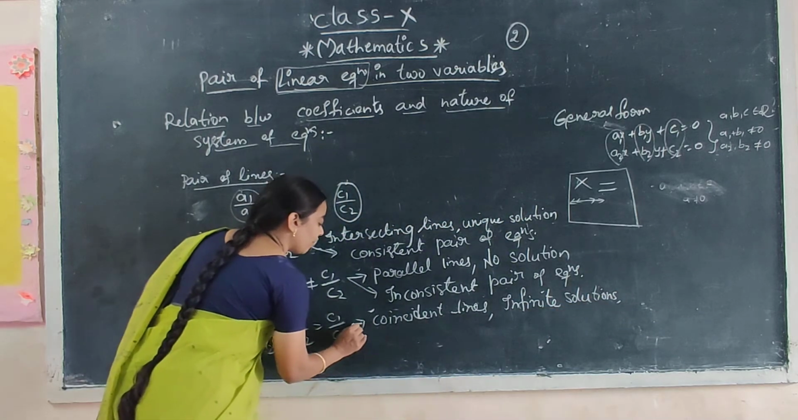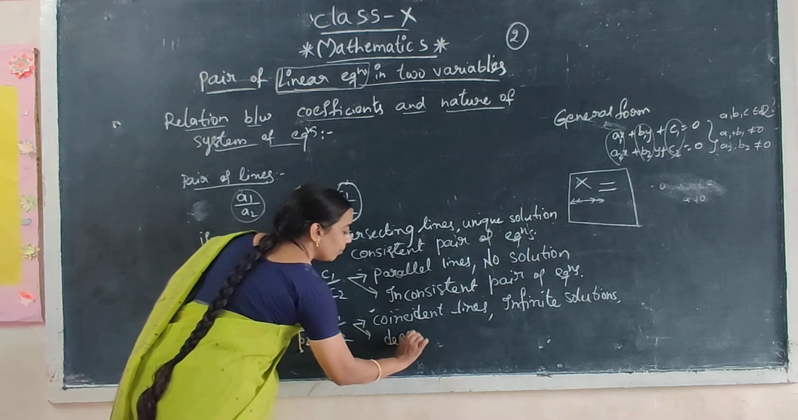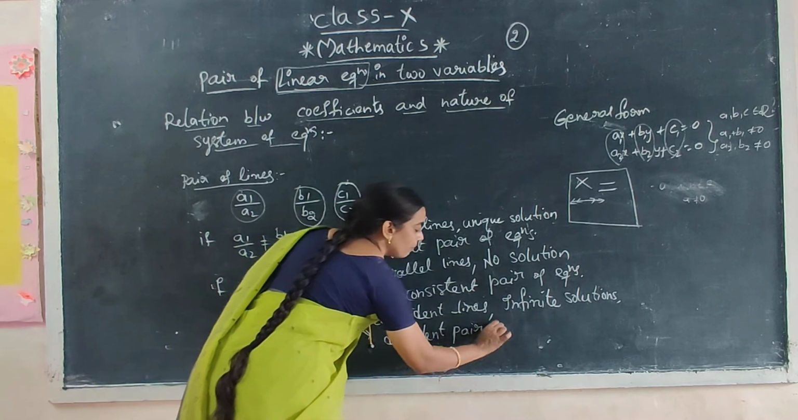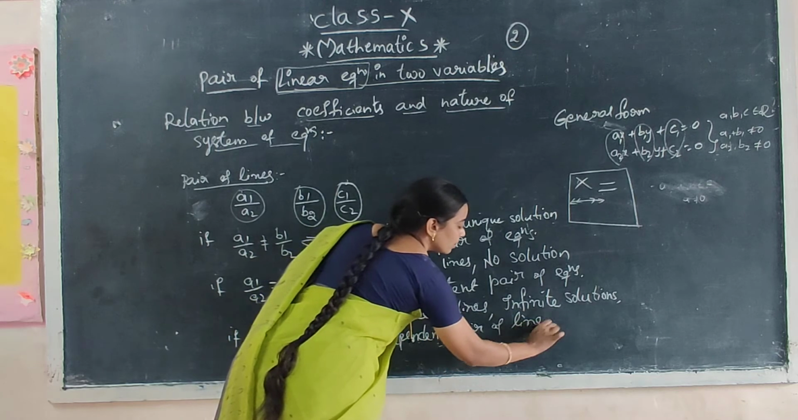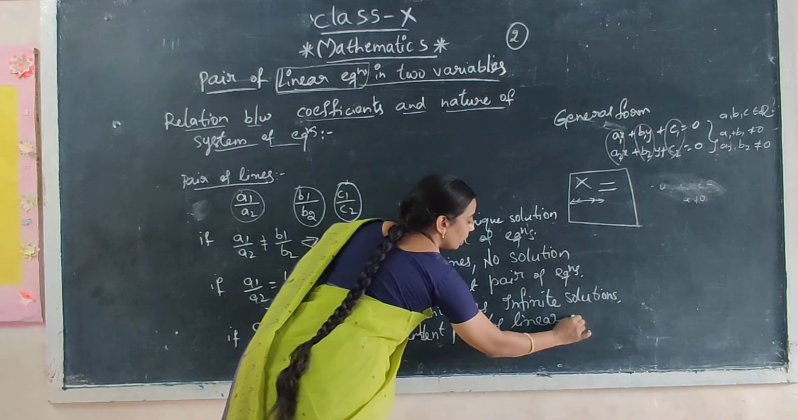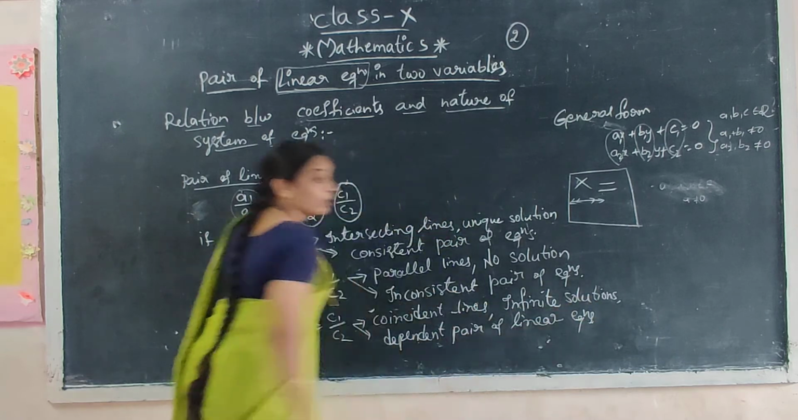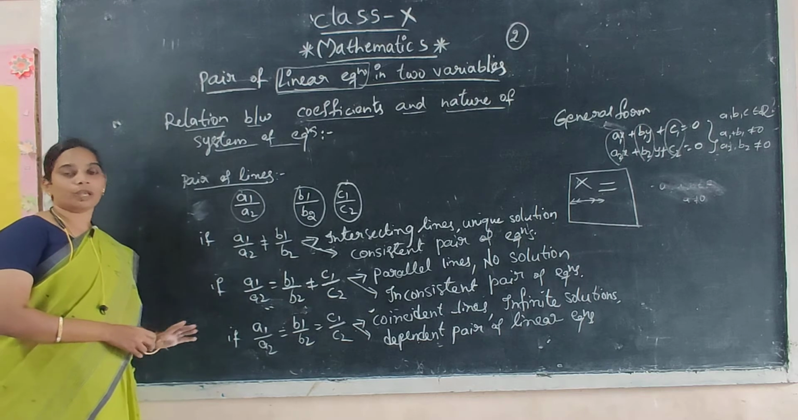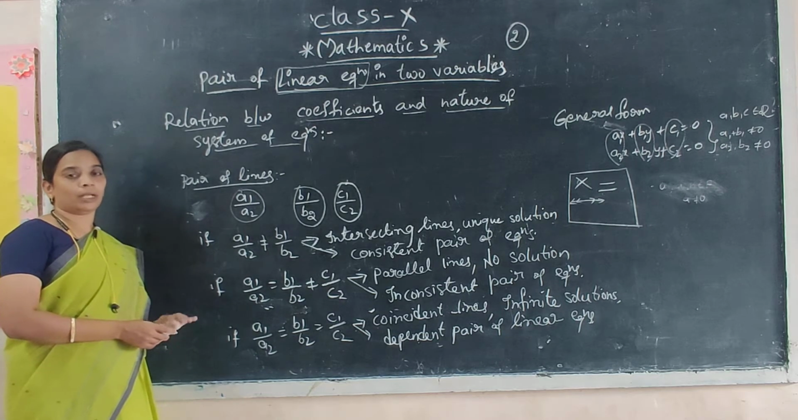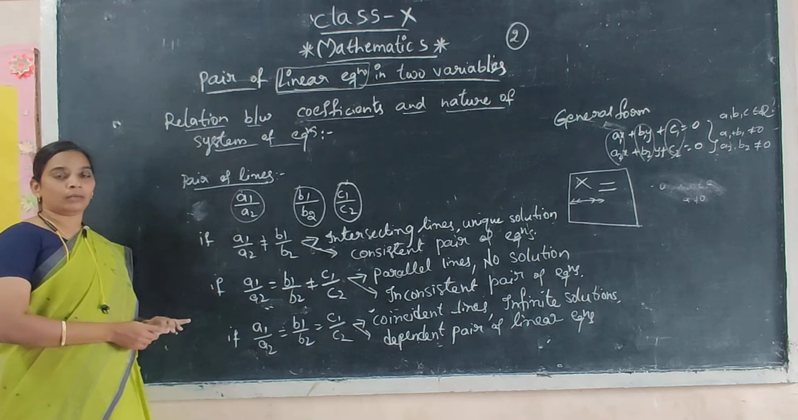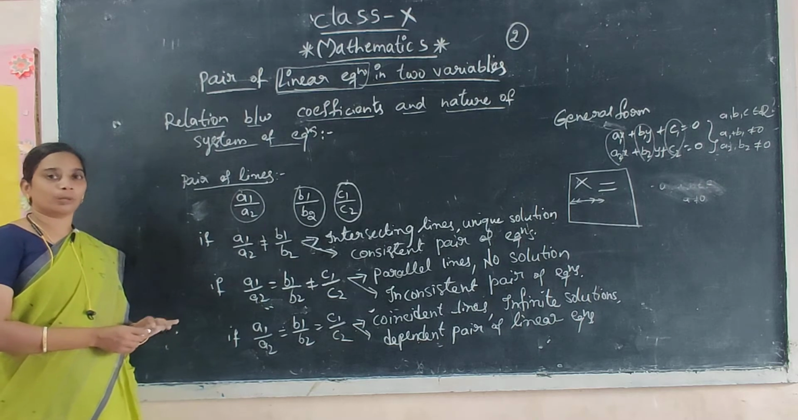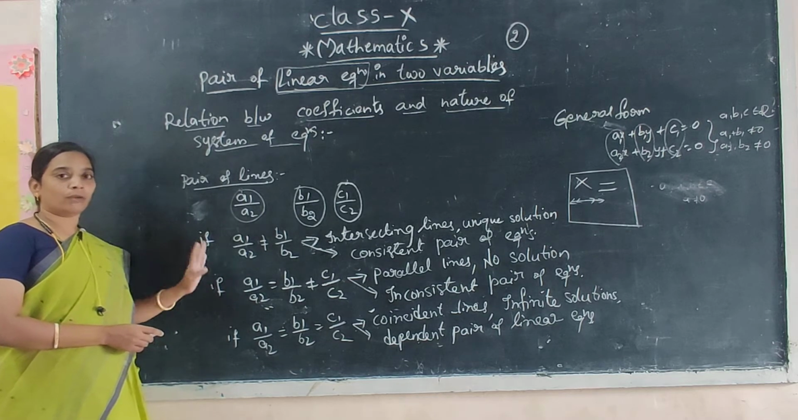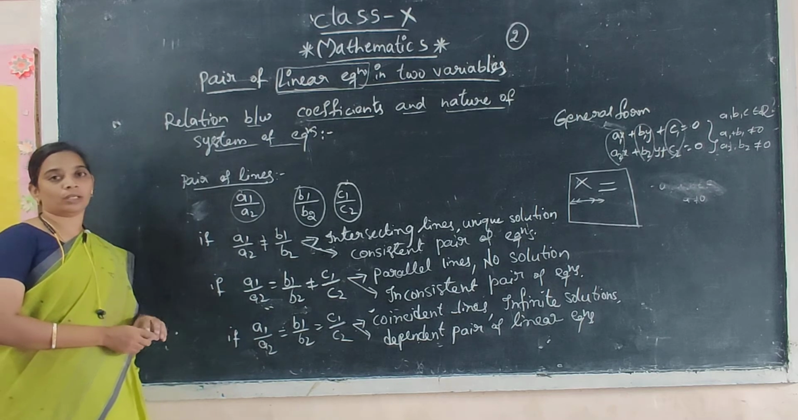And this type of lines are called a dependent pair of linear equations. Dependent pair of linear equations. These three conditions are very important. Based on these three conditions, you have to solve the Try This column sums. In the Try This column, 4 questions are there. Those 4 are very important from the examination point of view. And in Exercise 4.1, the first Roman numeral also you have to solve with the help of these three conditions only.